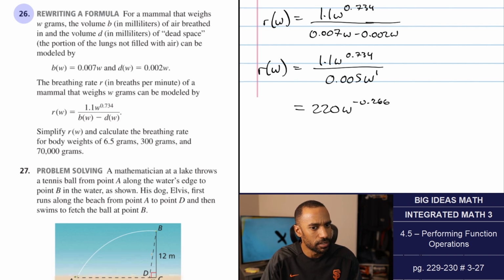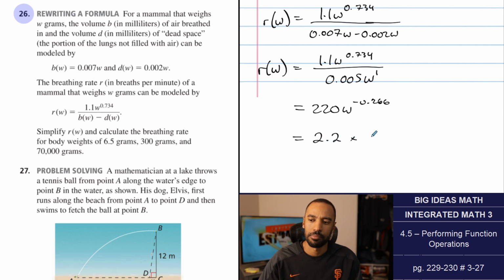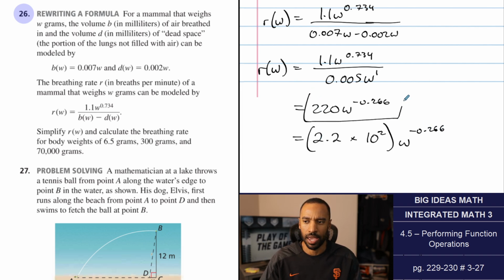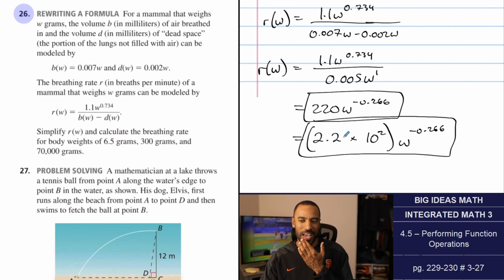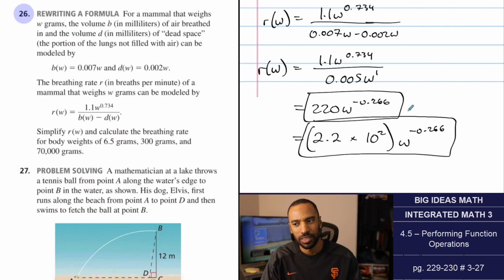Did they say to do that? They didn't. So I could rewrite this as 2.2 times 10 to the second power times W to the negative 0.266, like that. I'm not going to work it that way. I'm just going to leave it like that. This is also fine. 10 to the second power is 100. I move the decimal 2 places over. It's one or the other.